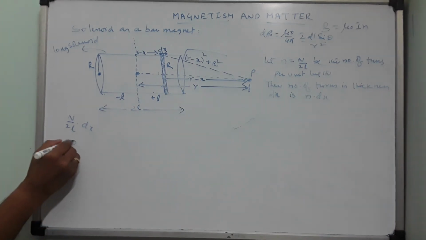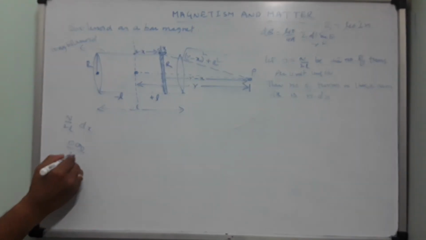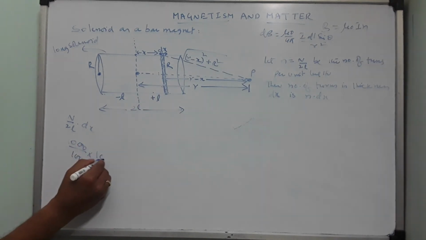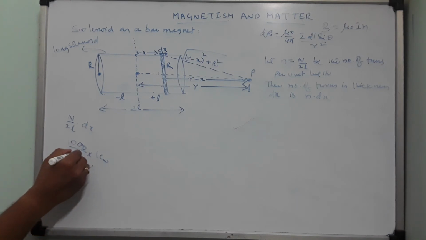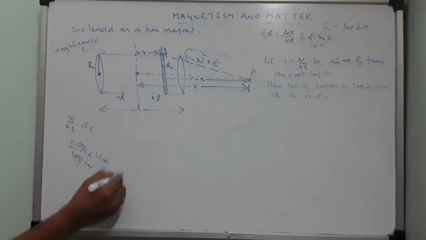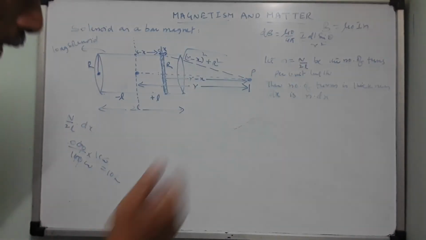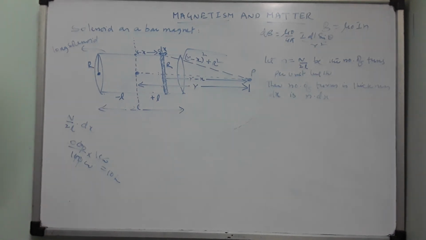So 1000 turns divided by 100 centimeter length, into 1 centimeter length. So 100 centimeter, 1 centimeter, 0, 0, 0, 0, this will be 10 turns per centimeter. So 10 turns will be there in 1 centimeter. That is how this calculation will go.